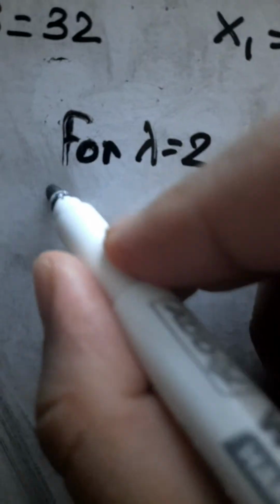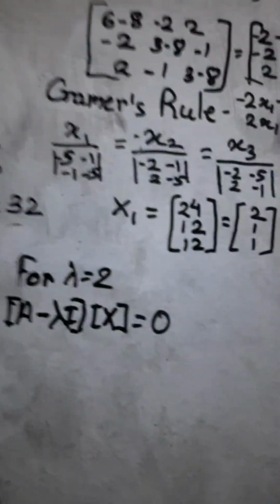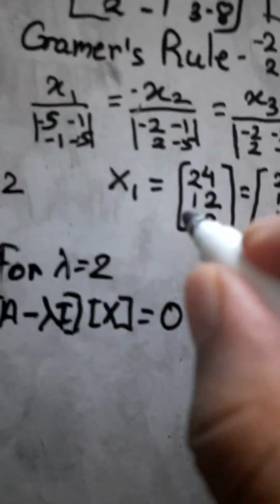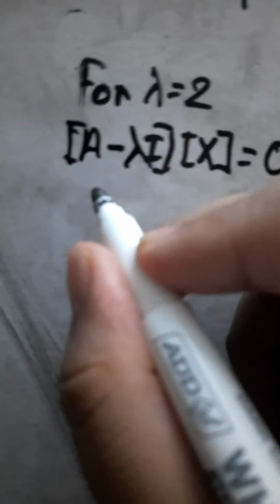So for lambda equal to 2, its formula is A minus lambda I, into x, equal to 0. By the way, it's a matrix, not a determinant. So x equal to 0, where x is x1, x2, x3. Okay, we got x1. So we are trying for x2 and x3.